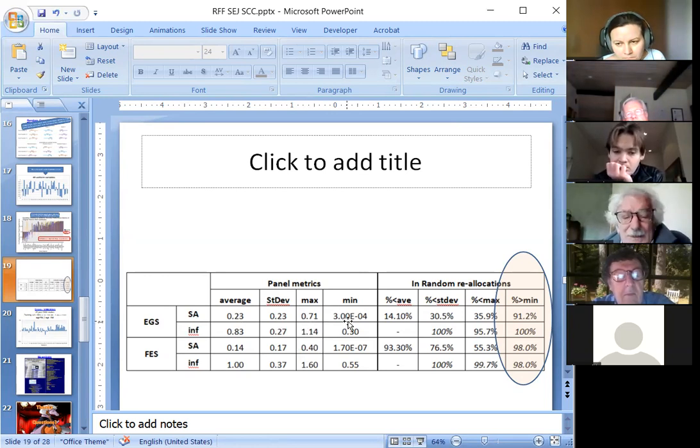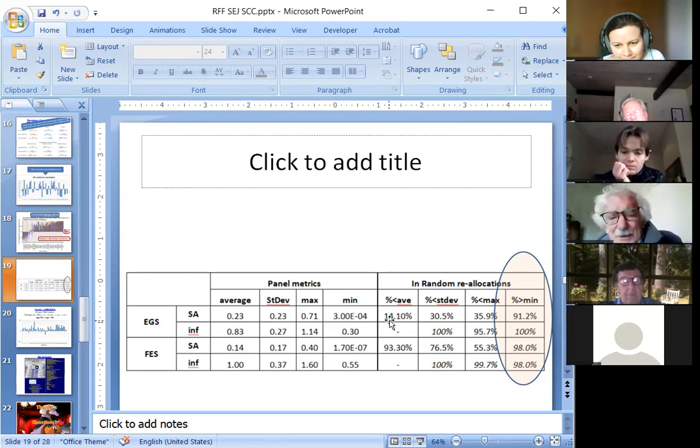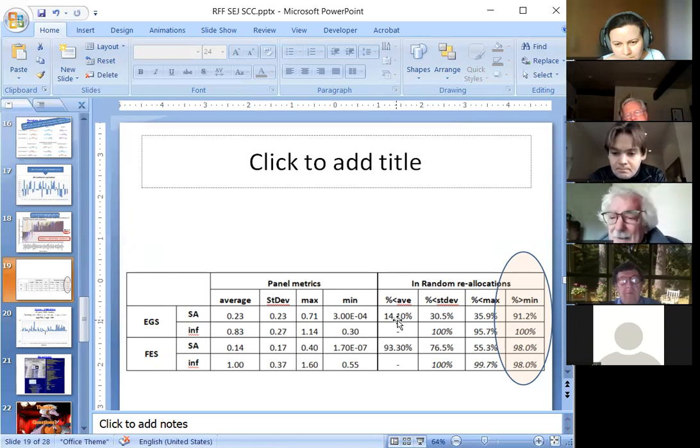The minimal statistical accuracy score was 3 times 10 to the minus 4. Here you see the minimum is stepping out of line. So if we do these 1,000 scrambles, what we find is that 14% have a lower statistical accuracy than the original panel, right? The rest are all better. So there's no signal here that there's a strong expert effect with respect to the average statistical accuracy.